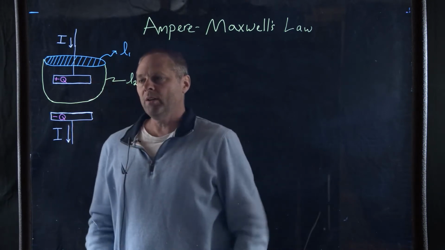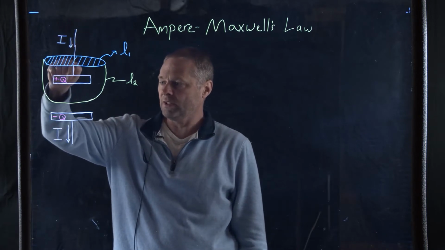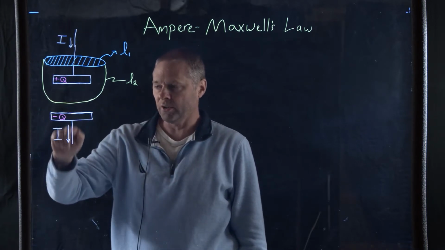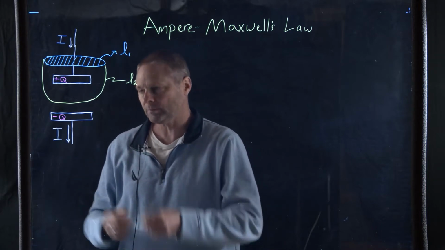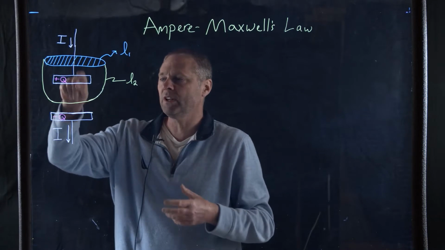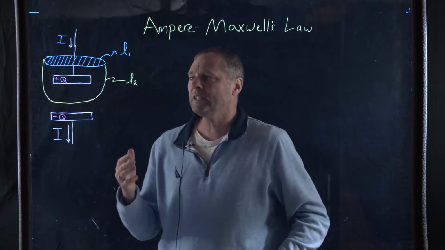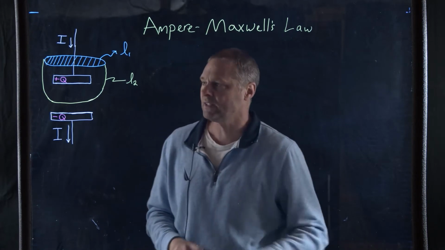If we look at a parallel plate capacitor, what we have is the current going down to plus Q, and then the current leaving minus Q. All right, so there's a potential here, but there's no material for the current to travel. So let's consider two surfaces.